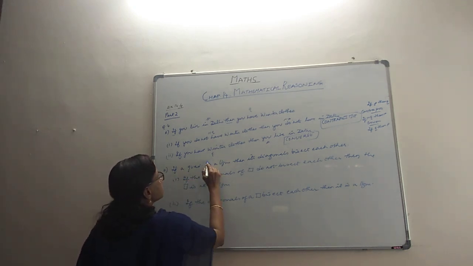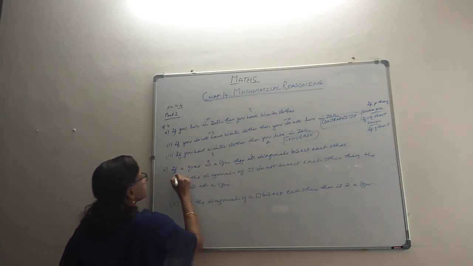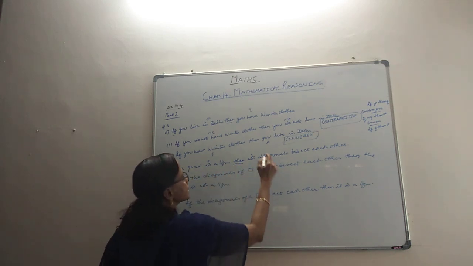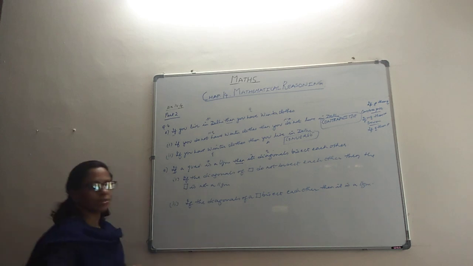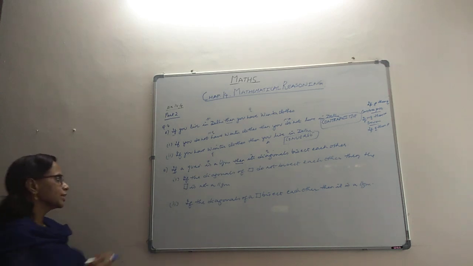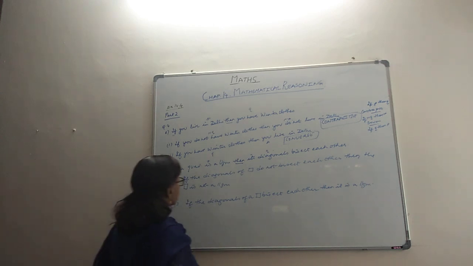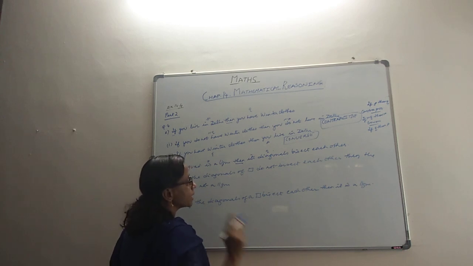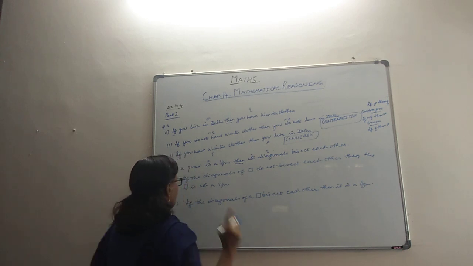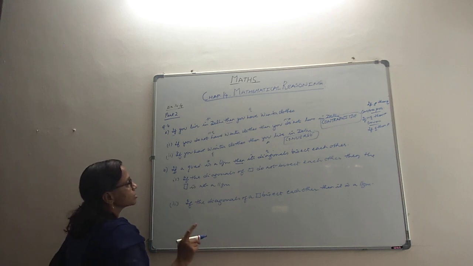If a quadrilateral is a parallelogram, let's call it P. Then its diagonals bisect each other. So diagonals bisect each other, let's call it Q. Then take the first one. If the diagonals of a quadrilateral do not bisect each other, then the quadrilateral is not a parallelogram.